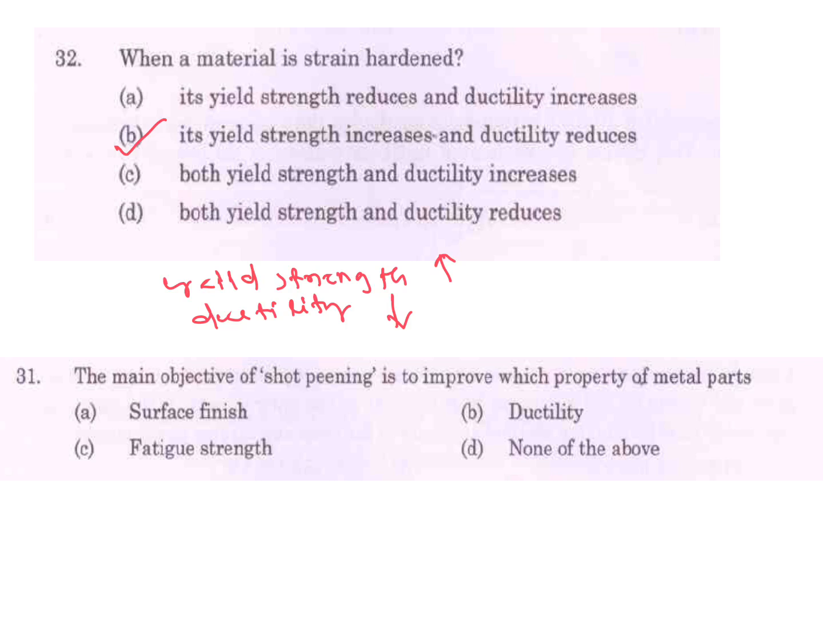The main objective of shot peening is to improve which property of metal parts? A. Surface finish, B. Ductility, C. Fatigue strength, D. None of these. Shot peening is used for fatigue strength. It improves the fatigue strength of metal parts. So the answer is C.